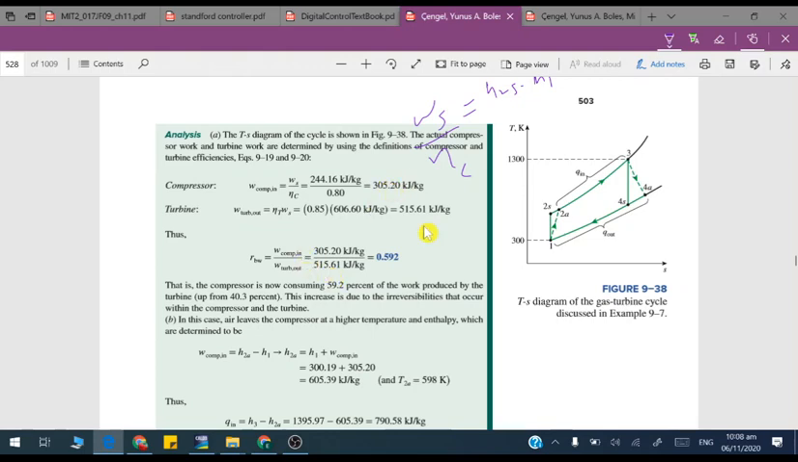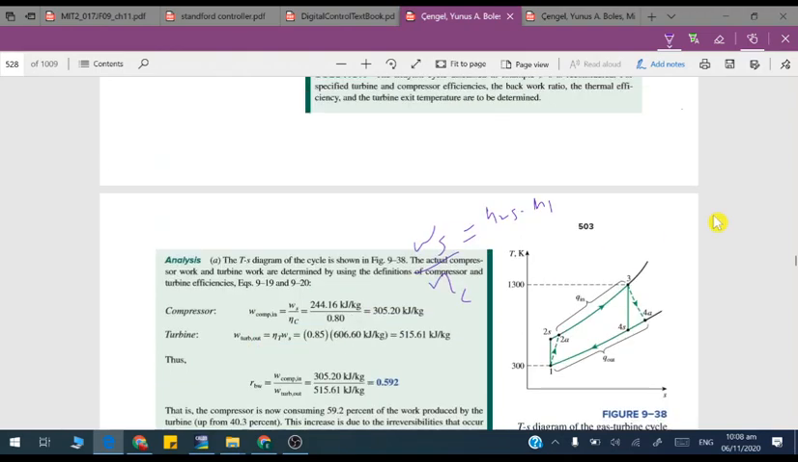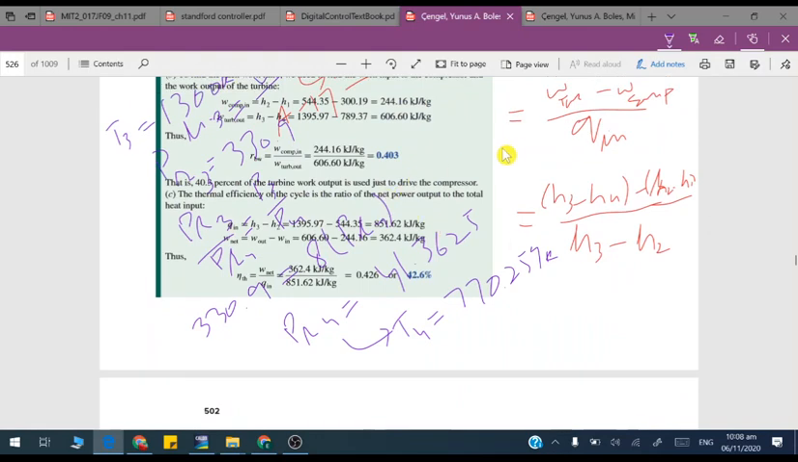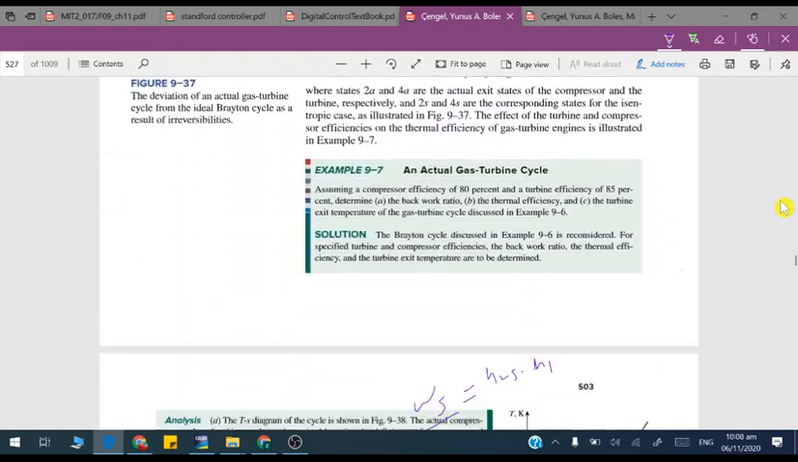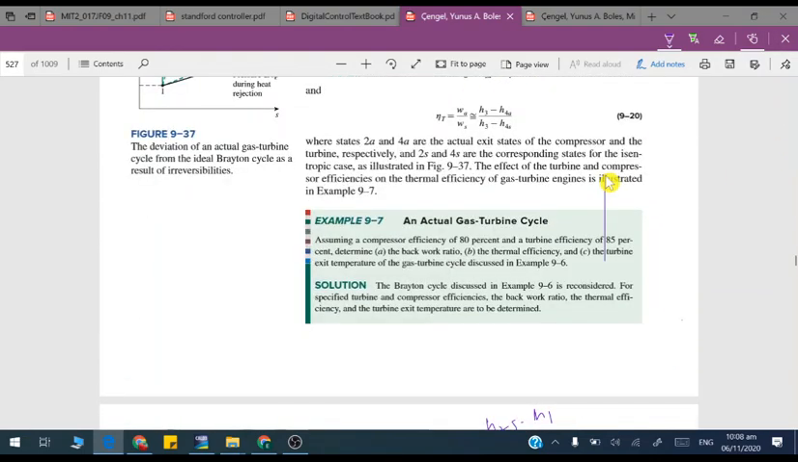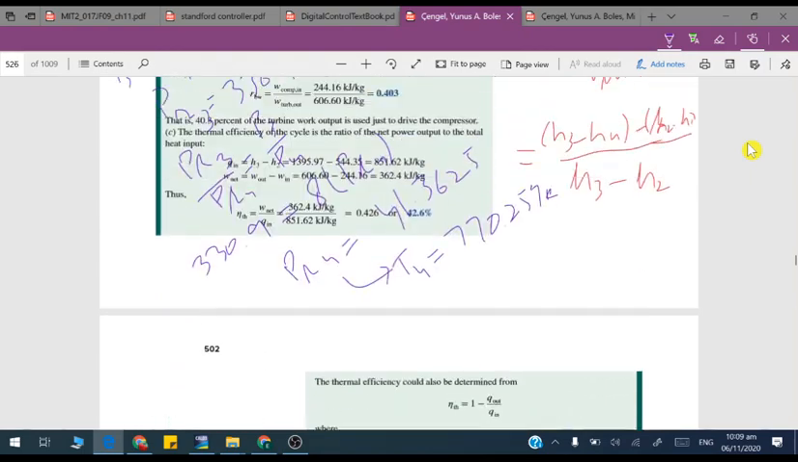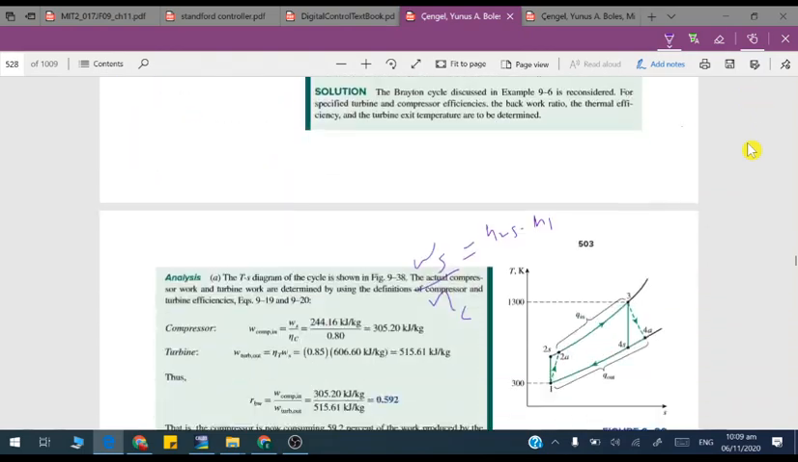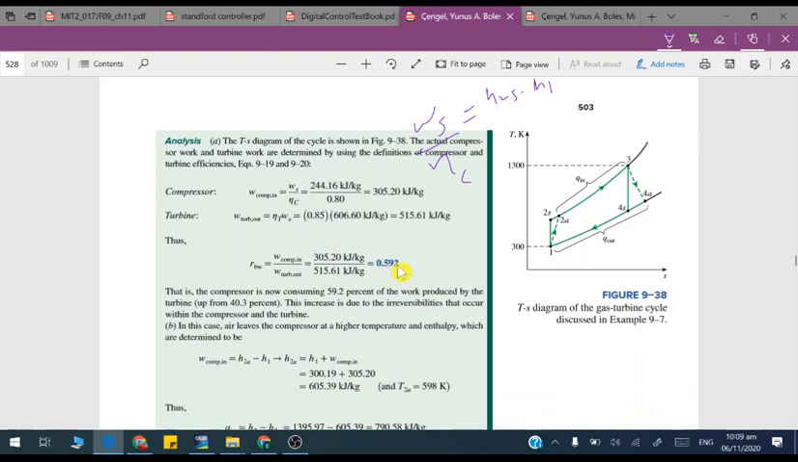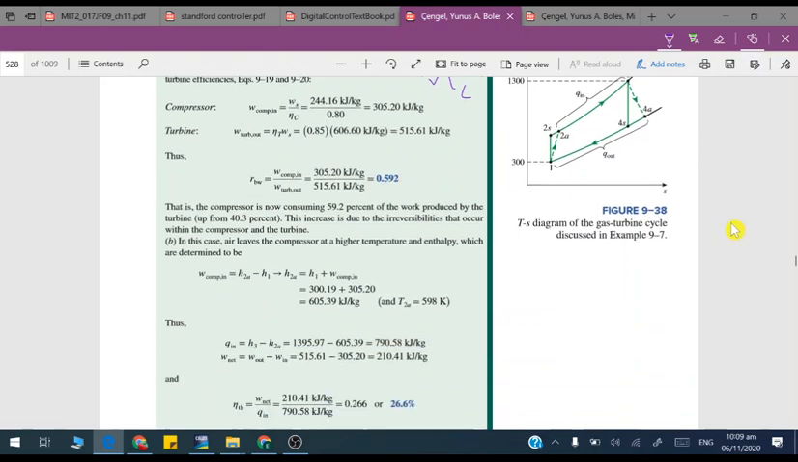So we have to take the ratio of W compressor to W turbine out. So it is 59. Previously it was very less. Previously it was 40%. Now it has increased to 59.2%.